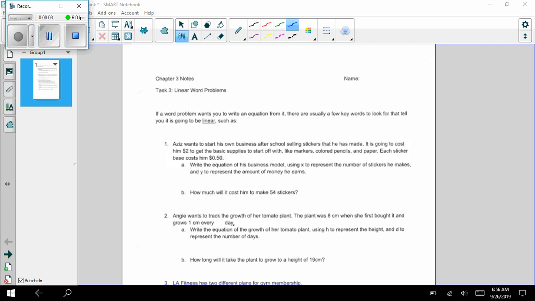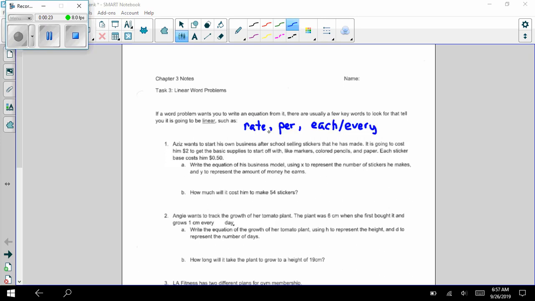Chapter 3, Task 3, Linear Word Problems. If a word problem wants you to write an equation from it, there are usually a few keywords to look for that tell you it's going to be linear. And the word linear means it just makes a line.